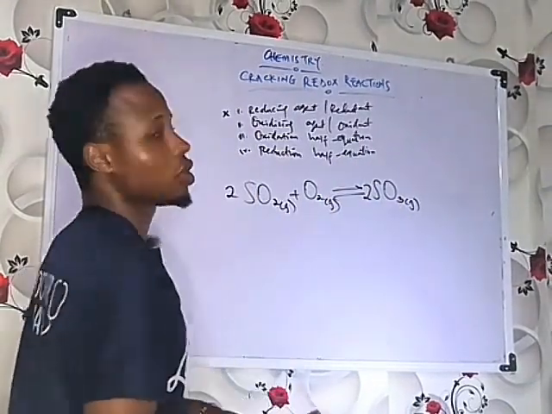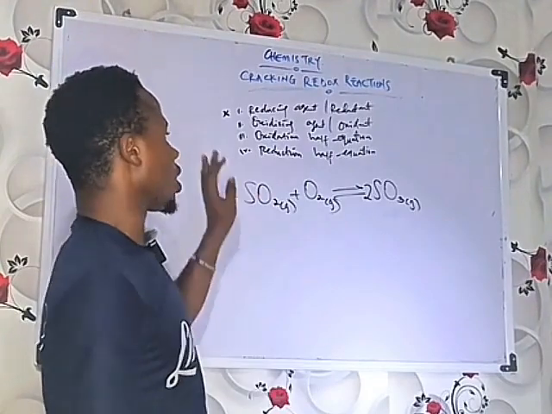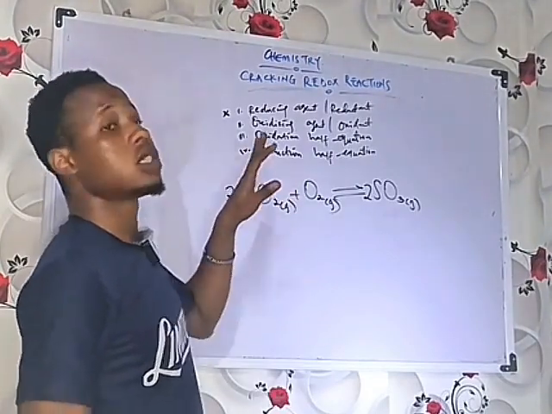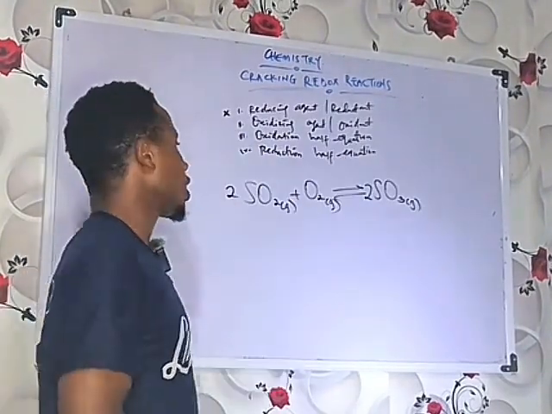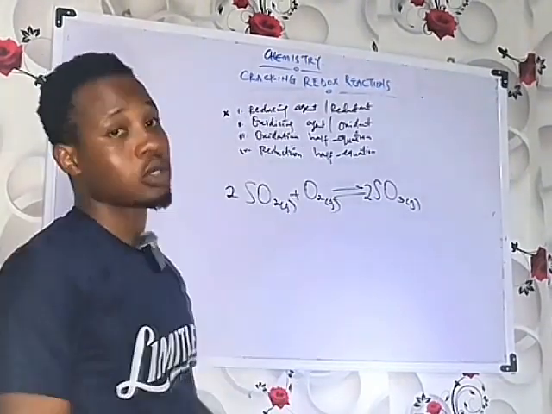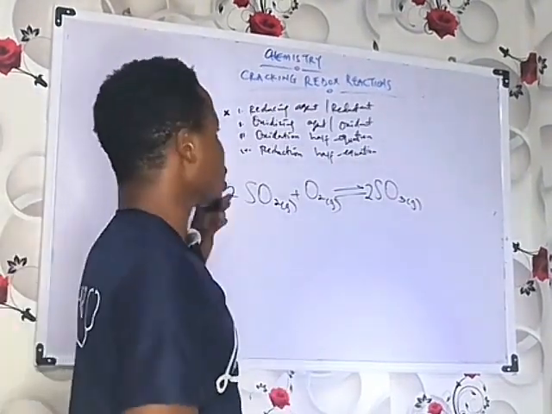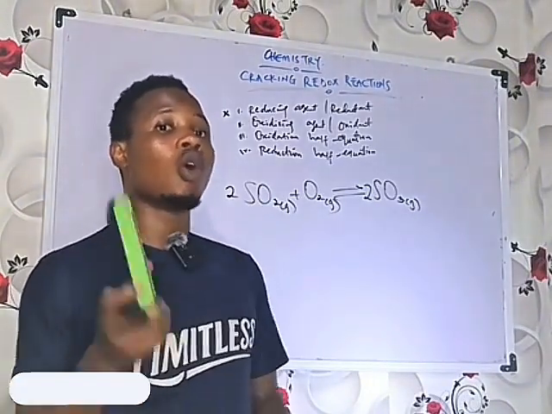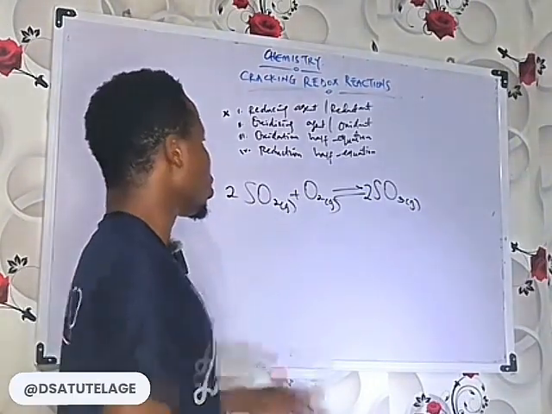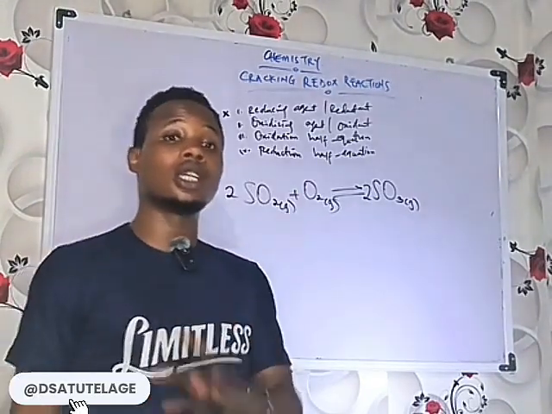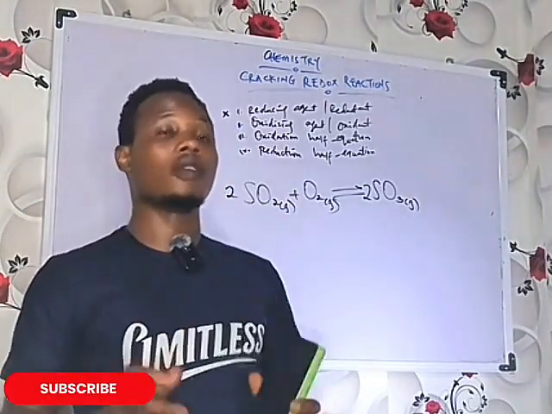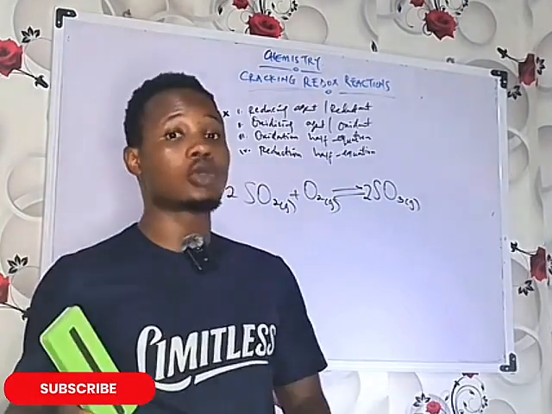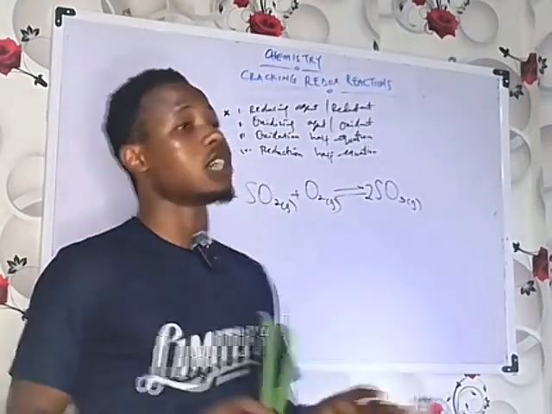So you have to take this as your own exercise and type your half equations in each case in the comment section. All right, that will be all under cracking redox reactions. And I believe that with this that we've done, if you come across any question in redox in your 2026 JAMB or any O-level exams that you are preparing for, you should be able to easily ace it without flinching or blinking twice.